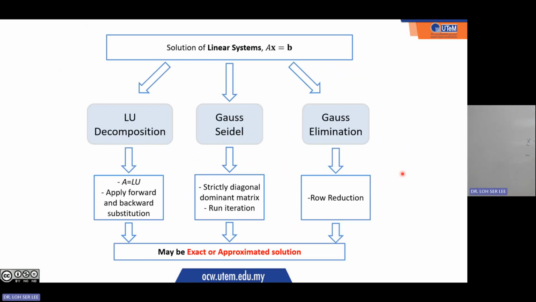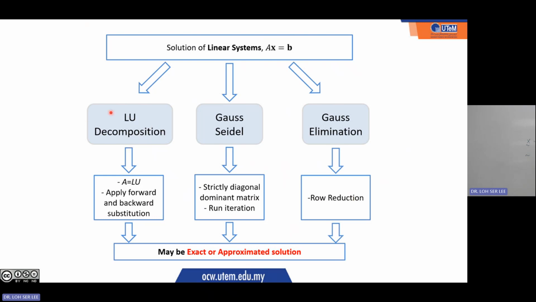Okay, so this is a big picture of solving linear systems, Ax equals b. For a problem of Ax equals b, we can solve this numerically by using these three methods. We will look at this one first, Gauss elimination. To use this, we need to know how to row reduce a matrix.